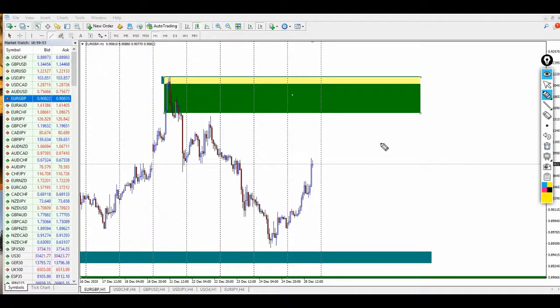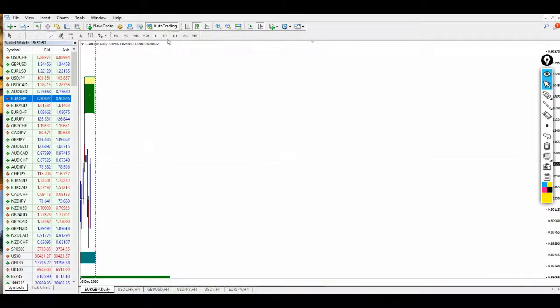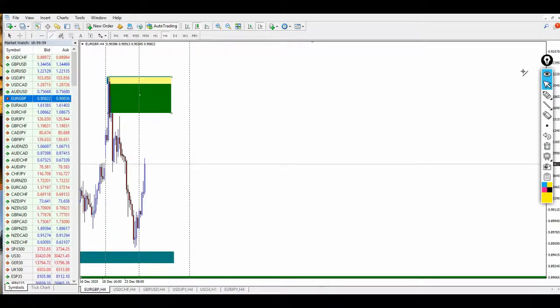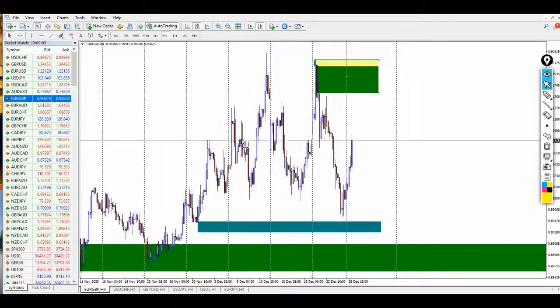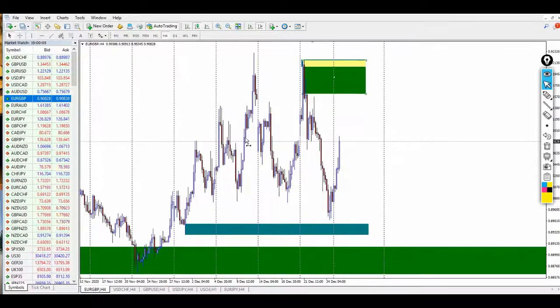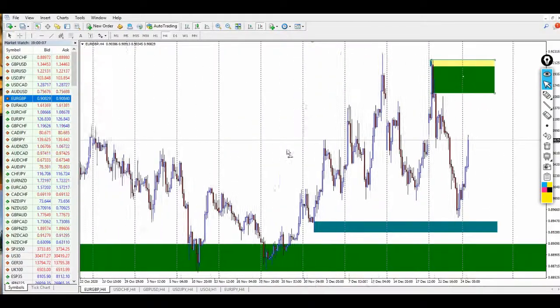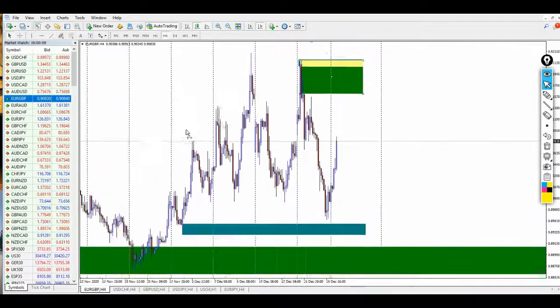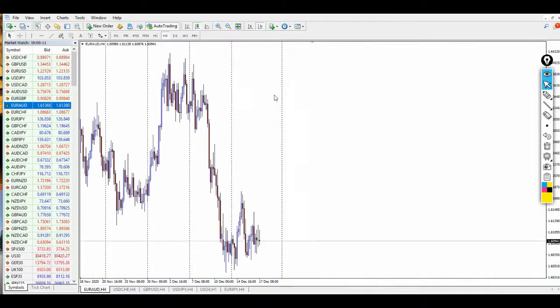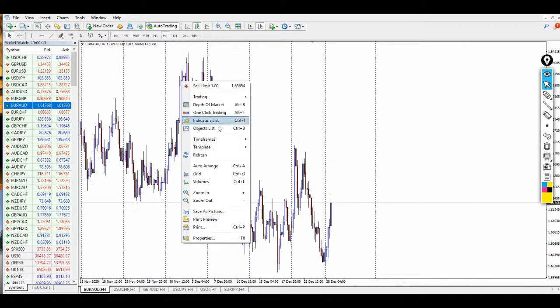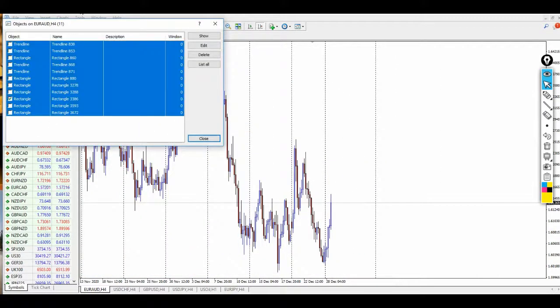So let me also show you on the 4 hours chart. Let's see if there's a trend line somewhere there. Okay, here on the 4 hours there is no trend line on the supply. Let's look for a different chart and see if we can find a nice example here.